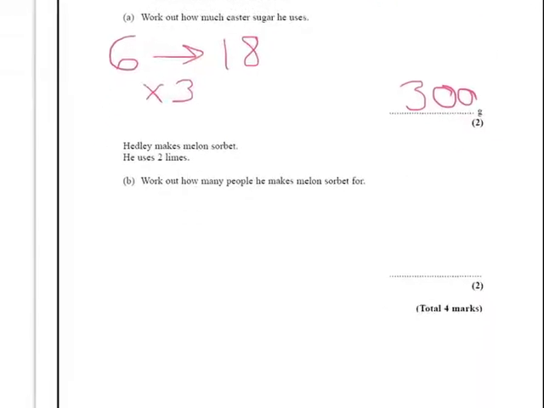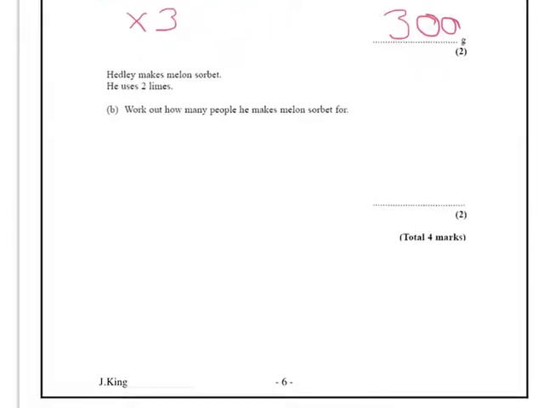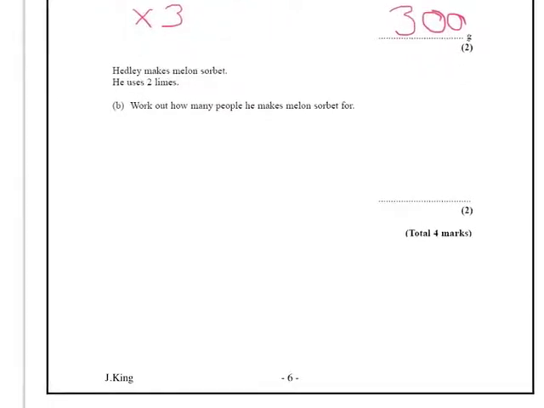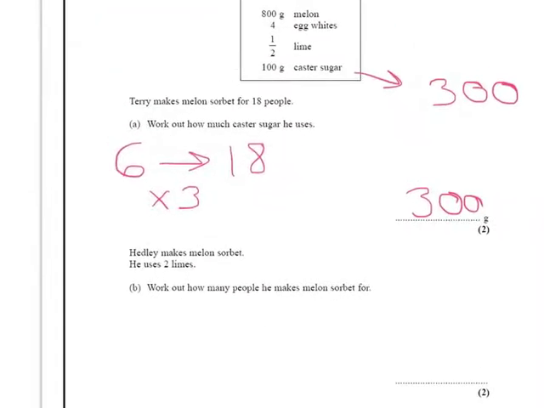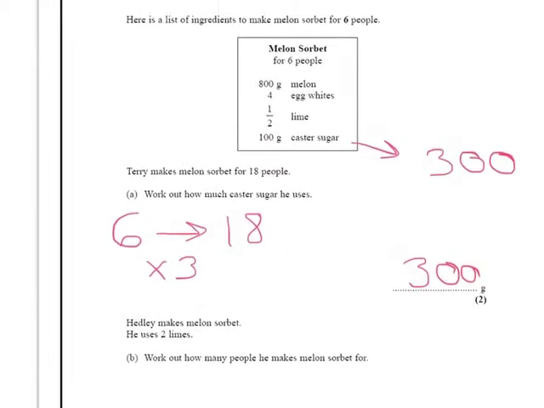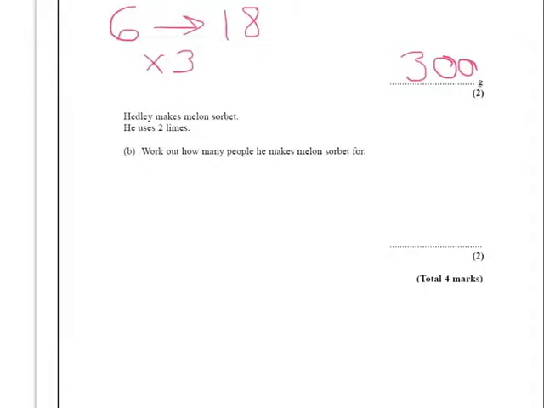Okay, moving on. Headley makes melon sorbet as well. He uses 2 limes. How many people is he making the melon sorbet for? Well, we can look at the original recipe for 6 people, and we've got half a lime. So we're going to write down half a lime, and that's going to be scaled up, or it's going to be mapped to 2 limes.